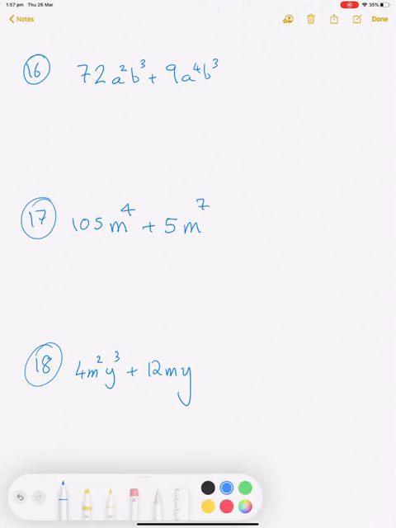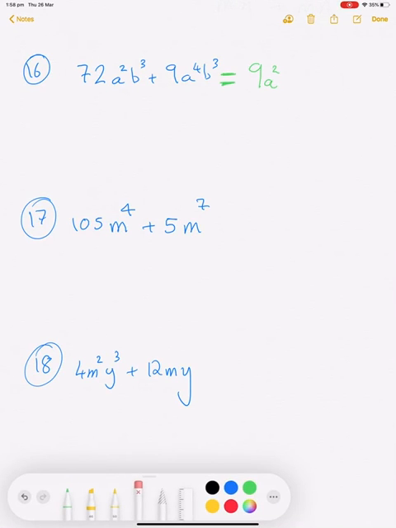Okay, so pause the video and I would like you to do the solutions for these. Okay, so hopefully you've done that now. Let's do it in green. We haven't used green before. Okay, so the highest common factor is 9 in the numbers. 8 9s is 72. And the highest power of a we can take out is a squared. And the highest power of b we can take out is b cubed. Okay, so let's just discuss why.